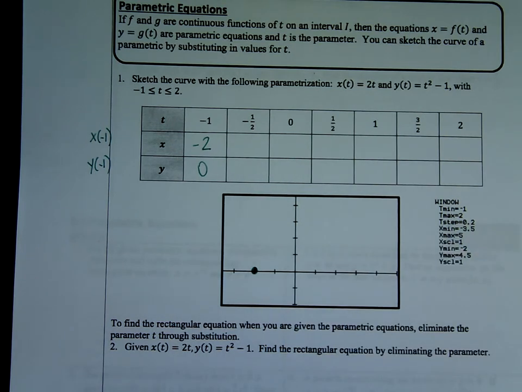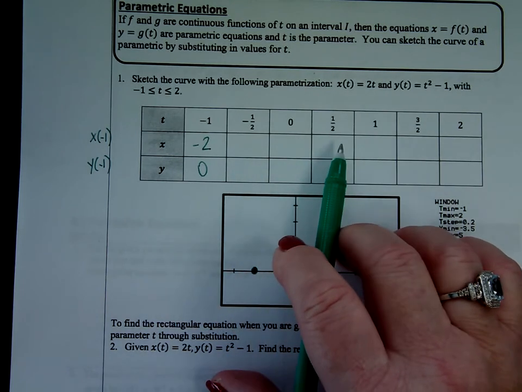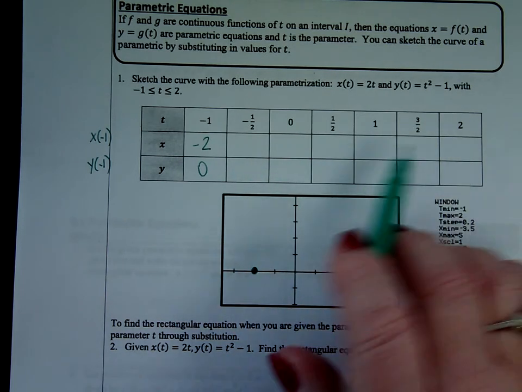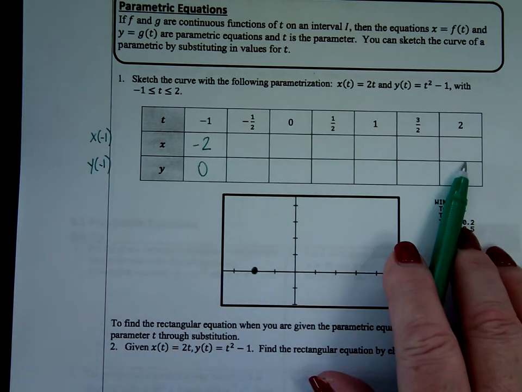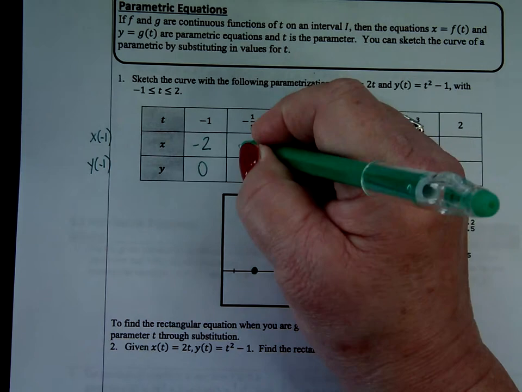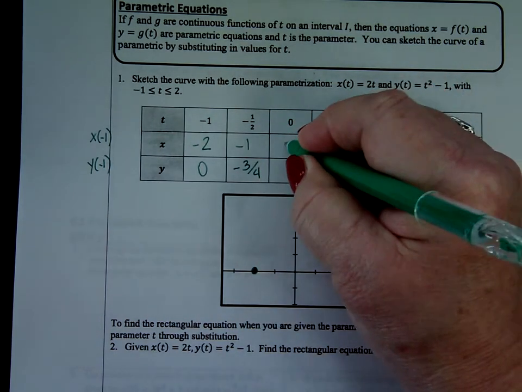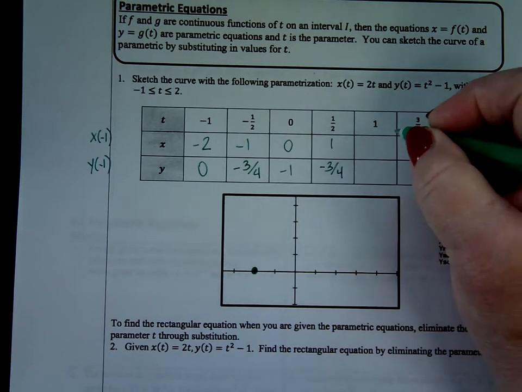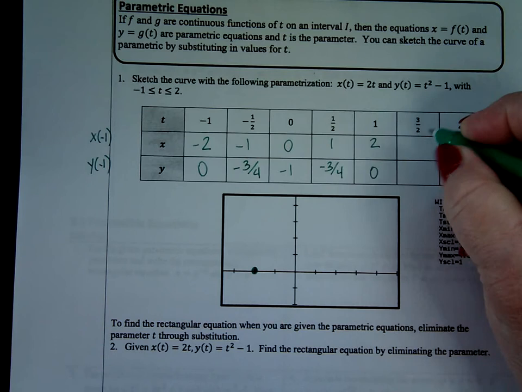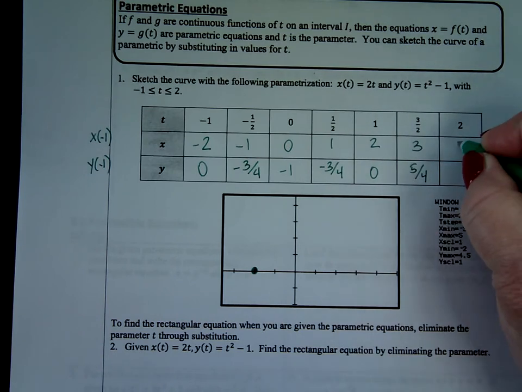And what you're going to do is go through and then plug in a -1/2, a 0, a 1/2, a 1, a 3/2, and a 2 into each of the equations just like we just did, and you're going to complete the chart. Now, for sake of our video time, I'm just going to tell you what these things are, and then we'll plot the points. Three, 5/4, and the last one is 4, 3.